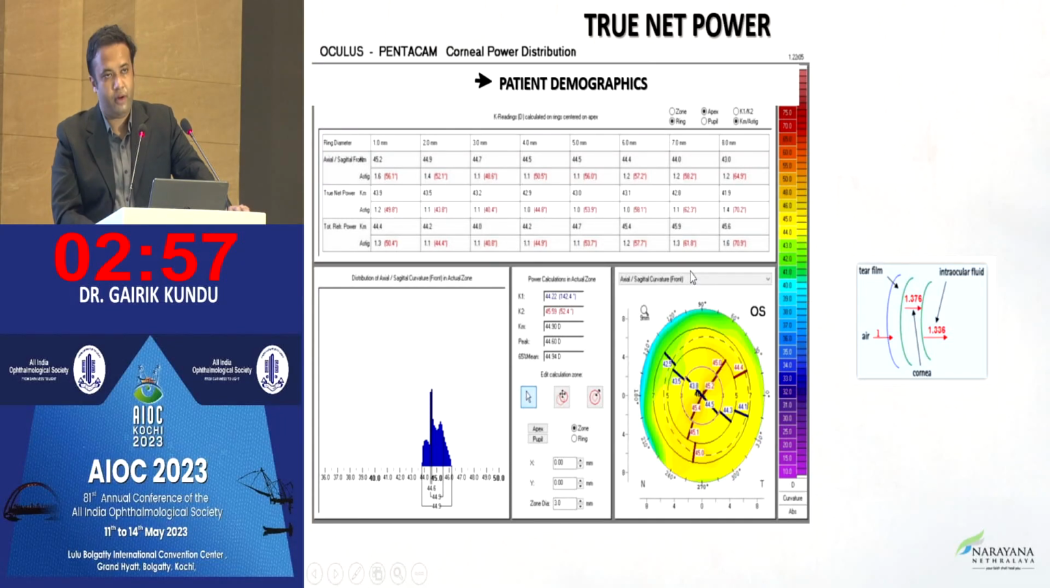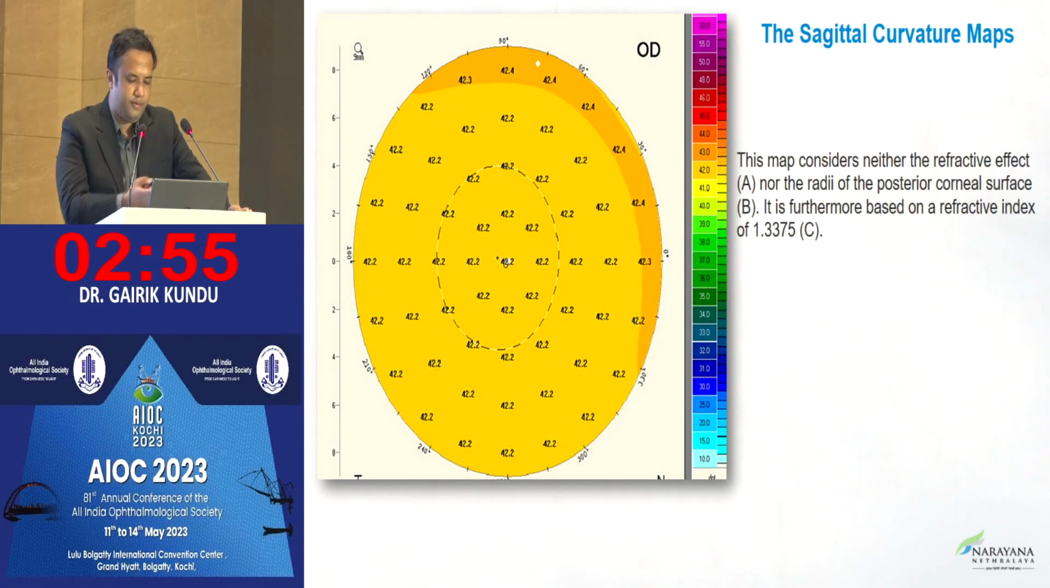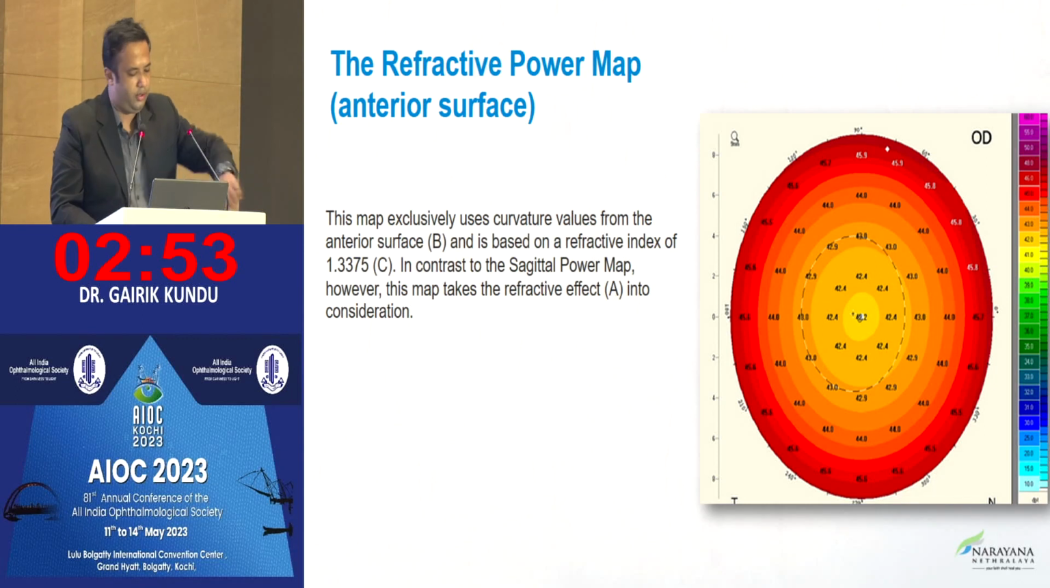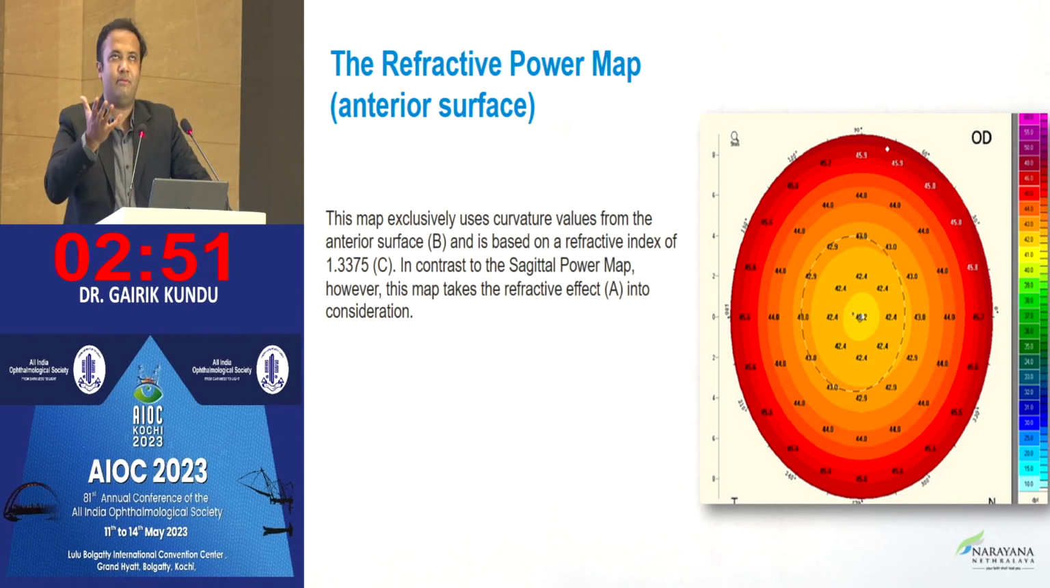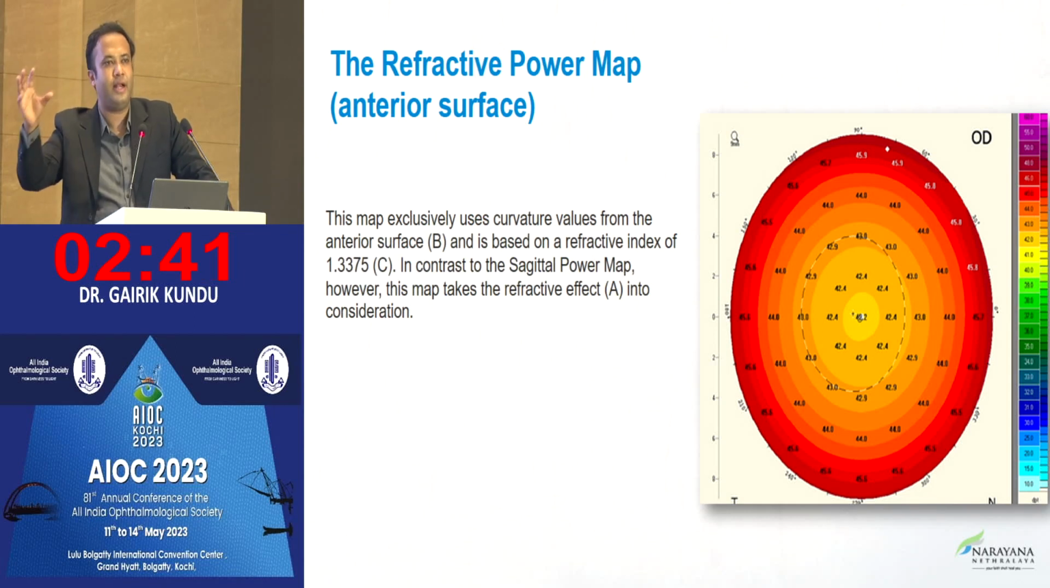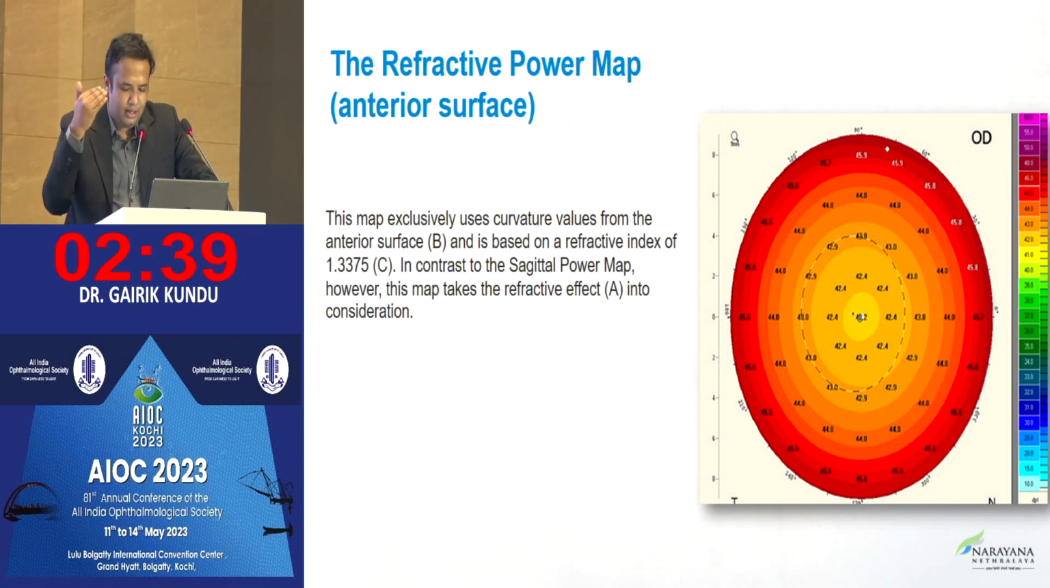The true net power map. So these are the maps. If you're talking about the sagittal curvature, you're talking about the refractive power maps. In practicalities, these are not something which we use. To summarize, we generally use SimK or EKRs, and these are the keratometry readings which are finally put into IOL power calculations, simply because of the reasons which I will elucidate now.